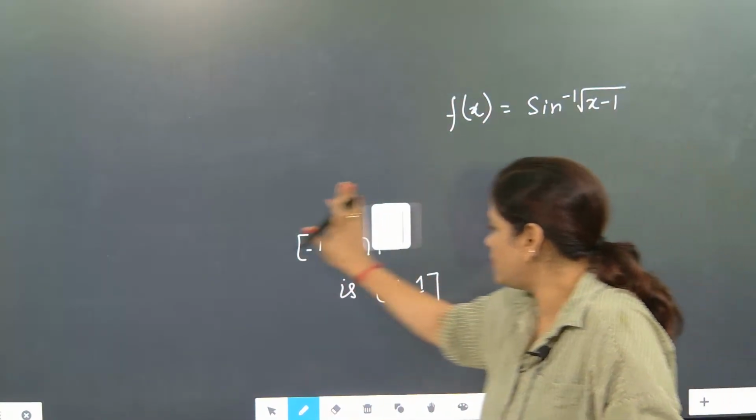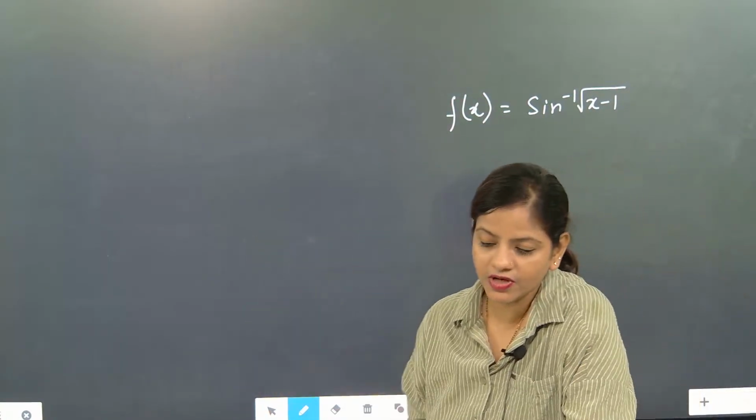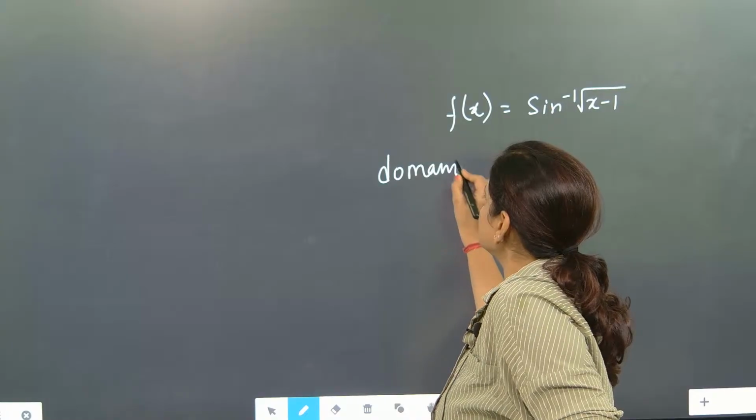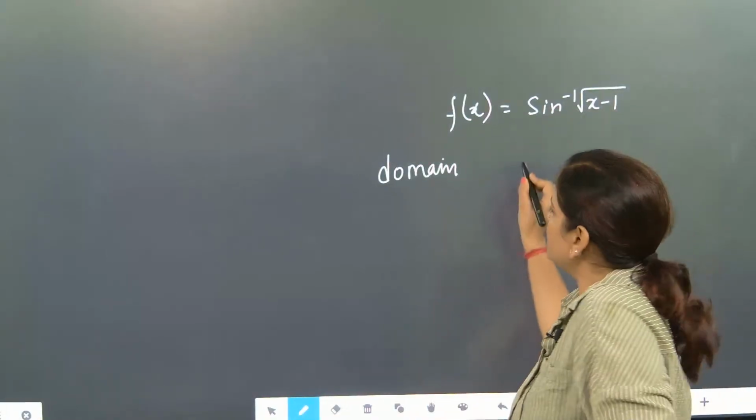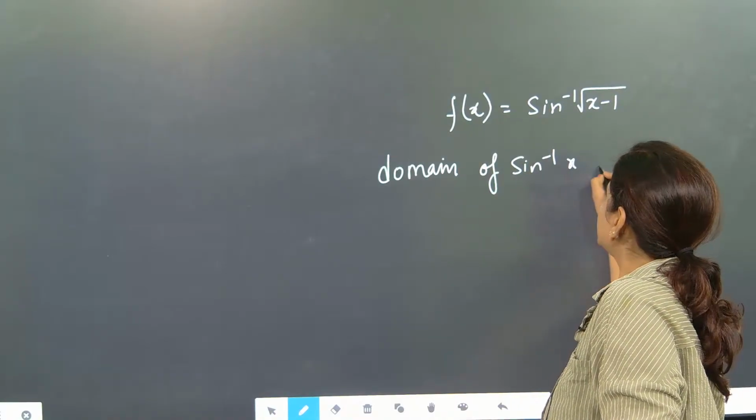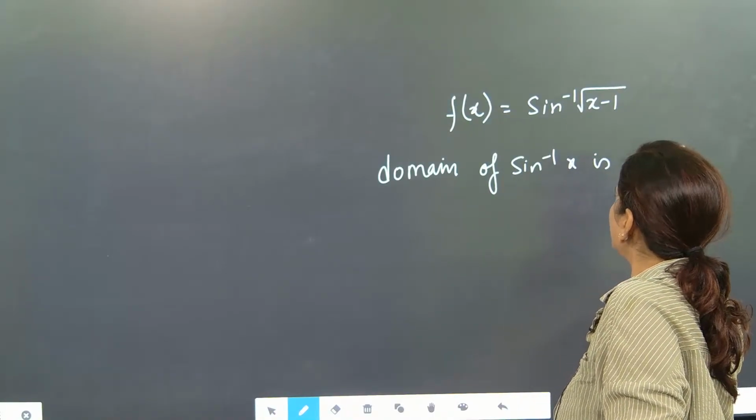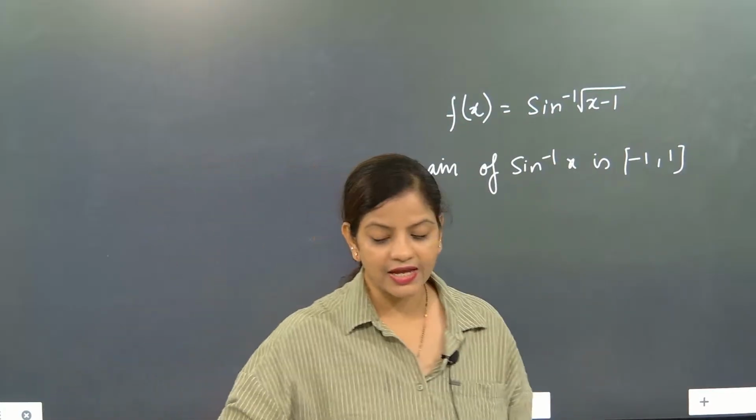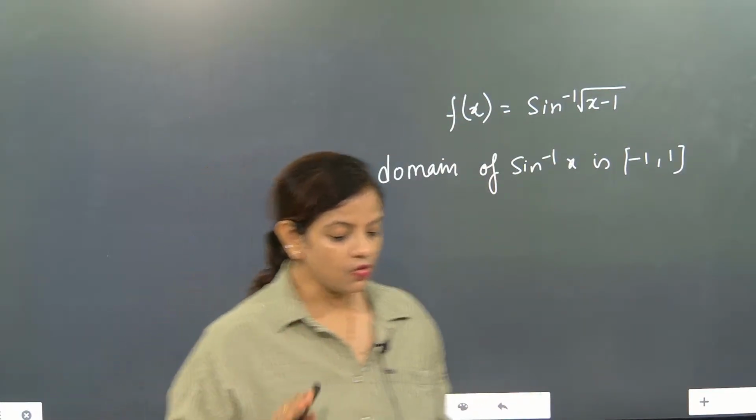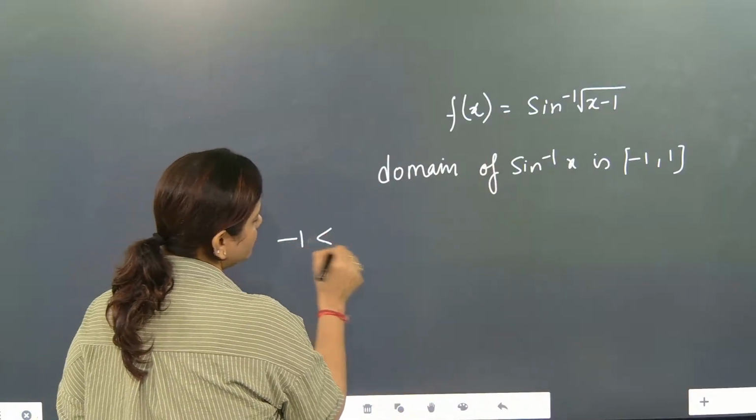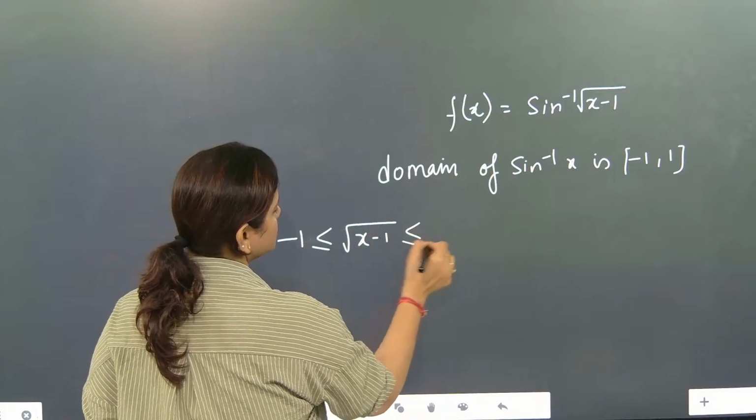But beta, we are going to talk only about one thing. I gave you time to write down, but only one small work you need to do. That is domain. Domain of sine inverse x is minus 1 to 1, a closed interval. So when domain is sine inverse minus 1 to 1, now what next you have to do? Whatever values are there, it will come between minus 1 to 1. So root under x minus 1 lies between minus 1 to 1.